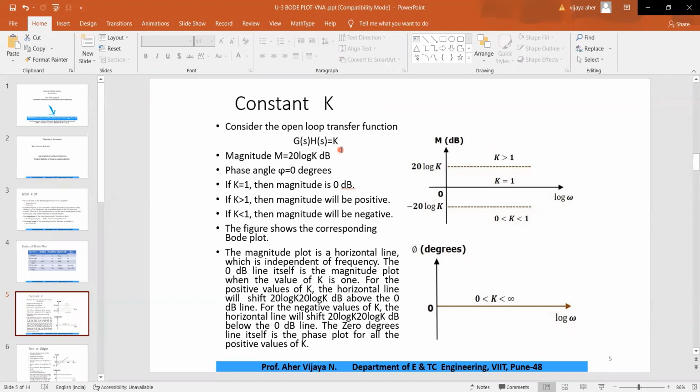How to do this? Same again. Find out magnitude, find out phase angle. So how to find magnitude? Yes, 20 log of K to the base 10 is nothing but magnitude, right? So please write the equation for magnitude, capital M. So capital M is equal to, this is the equation, open loop transfer function G(s) H(s) is equal to K. So now you are going to write the equation for magnitude and phase angle.